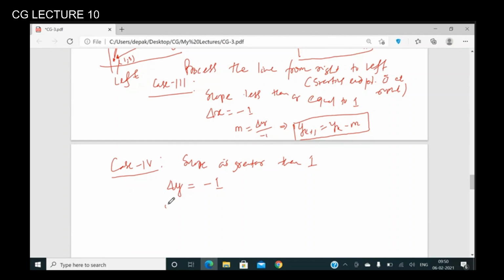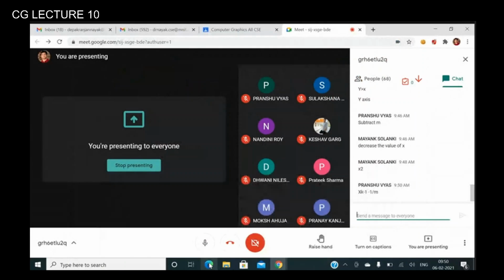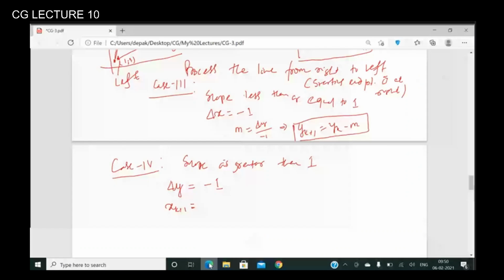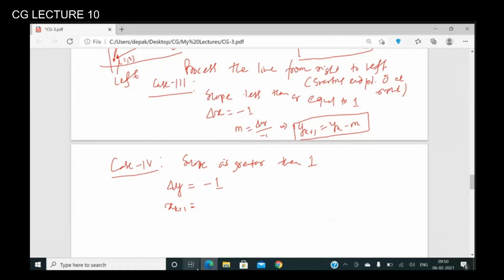Please, quickly. You can unmute your mic instead of writing, because writing is taking so much time and you cannot write the equation. So what will be the formula, Pransu, for x of k plus 1? Sir, x of k plus 1 will be equal to x of k minus 1 by m.